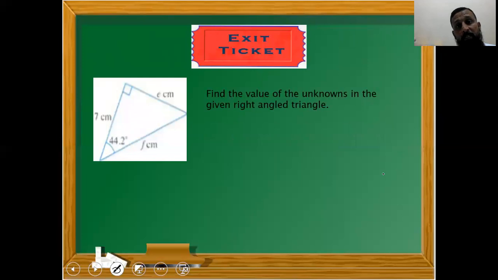So there is an exit ticket. That is your homework, boys and girls. Again, you can see there is a right angle triangle. There are two unknowns, E and F. Make two columns, apply two different trigonometrical functions, either sine, cosine, or tangent, to get the two answers. I hope you can do it easily.